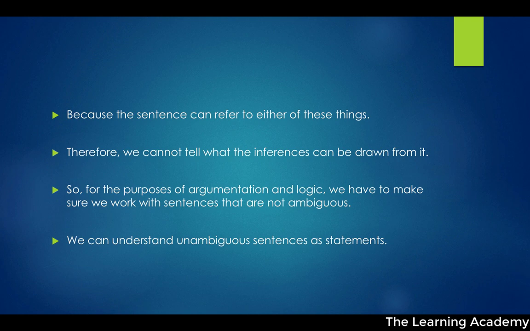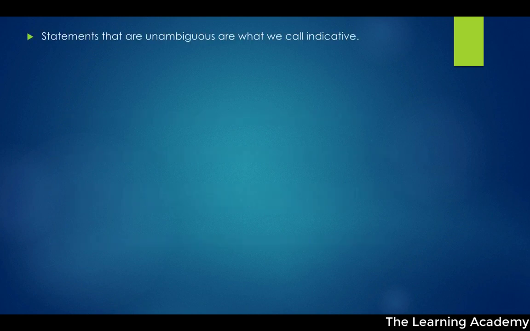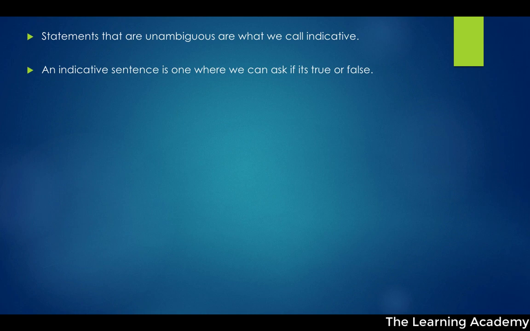And we can understand unambiguous sentences as statements. Statements that are unambiguous, we would call indicative. If we have a statement and it is unambiguous, and we know the meaning just from reading the sentence, we would suggest that that is an indicative sentence or an indicative statement. So an indicative sentence is one where we can ask whether or not it's true or false. That's a very good way of coming to an understanding of an indicative sentence.